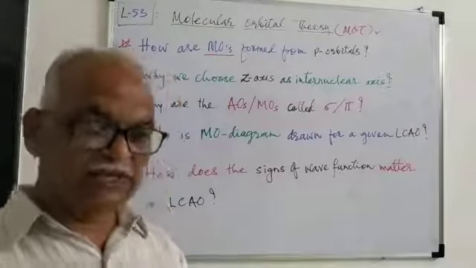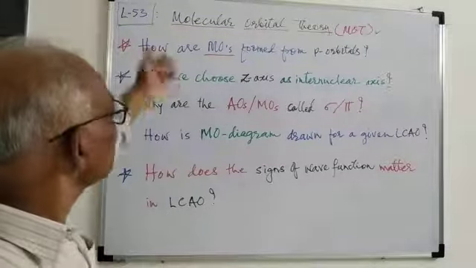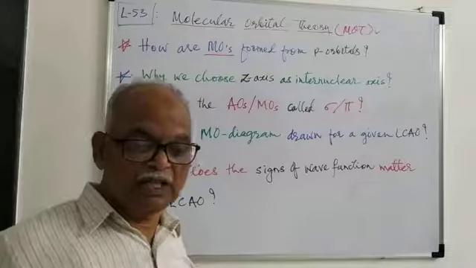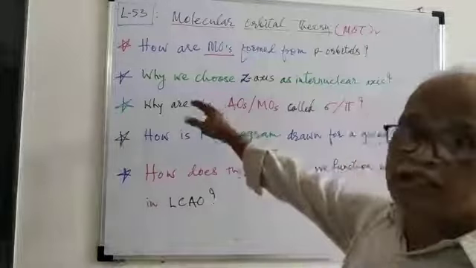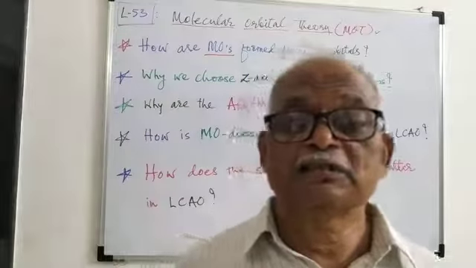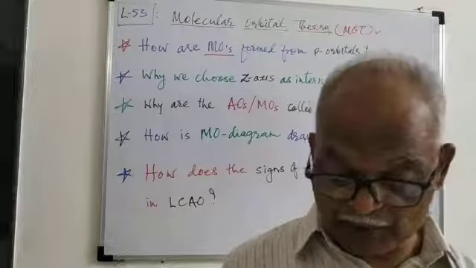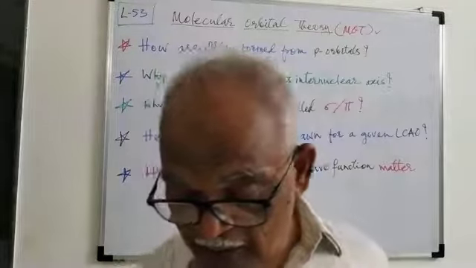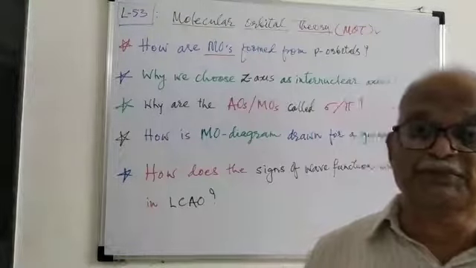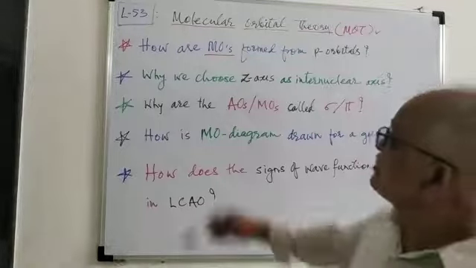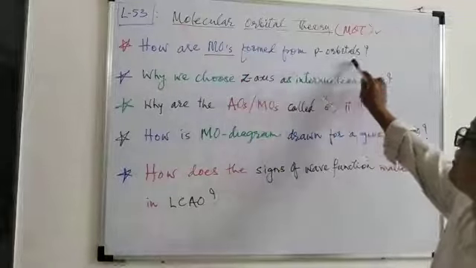Today we will discuss the next part of the topic, that is molecular orbital theory, which is our running topic. Last time we saw the formation of molecular orbitals using s orbitals only. Now we are going to see the formation of molecular orbitals using p orbitals. So this is our title: how are molecular orbitals formed from p orbitals.